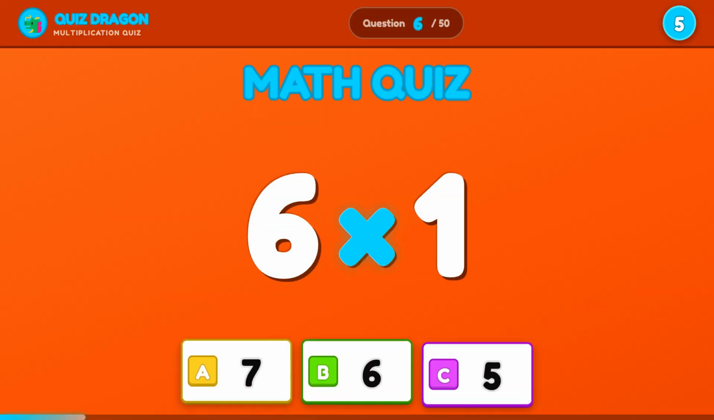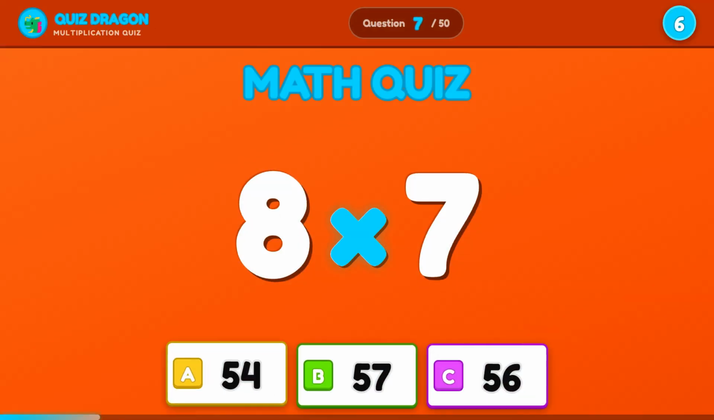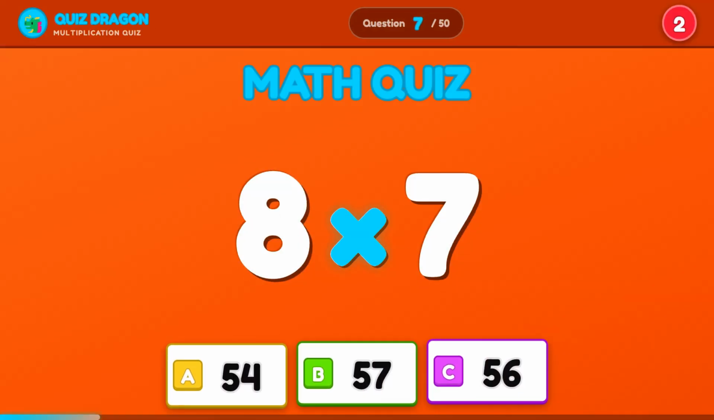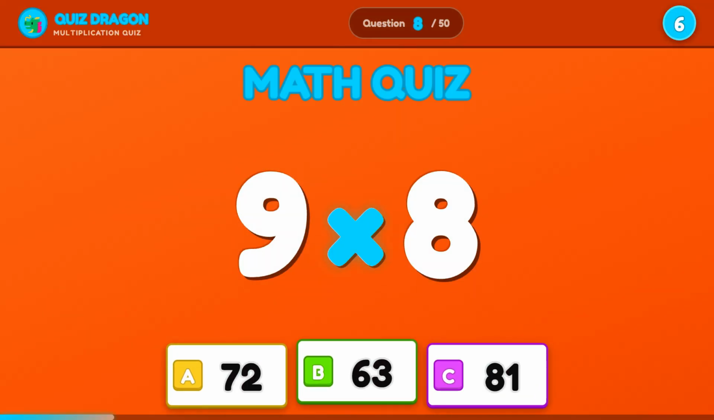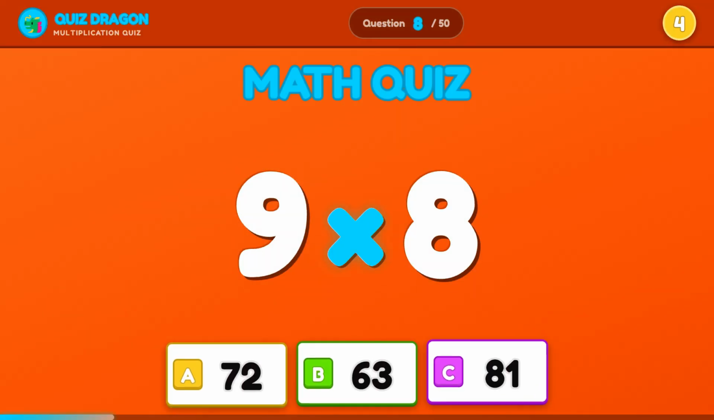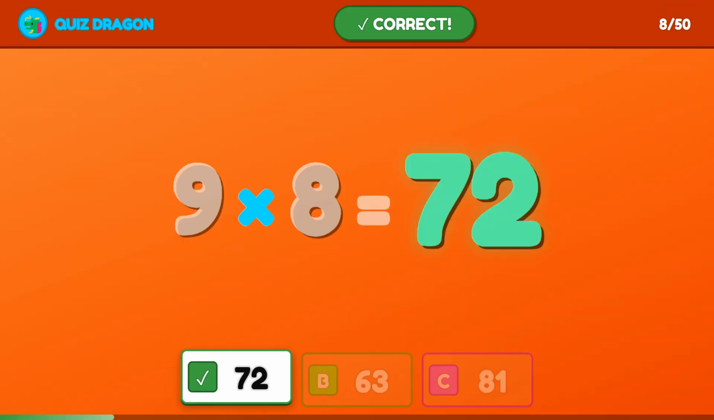Question 6. 6 times 1, what's the answer? The correct answer is B, 6. Question 7. What is 8 times 7? The correct answer is C, 56. Number 8. 9 times 8 equals? The correct answer is A, 72.